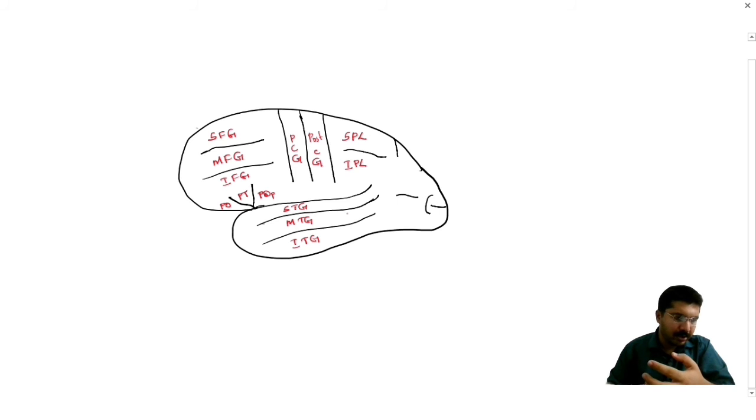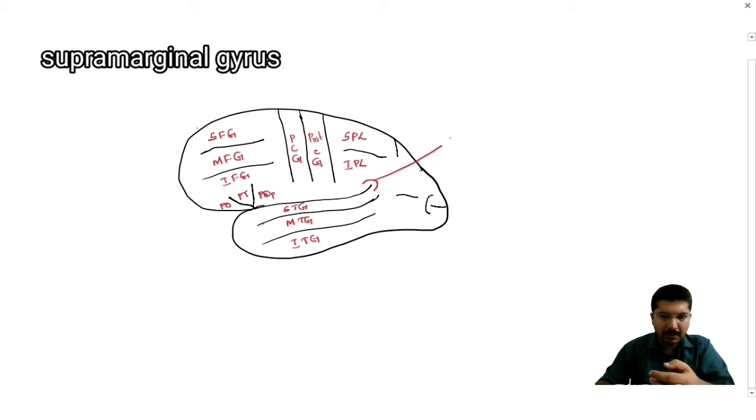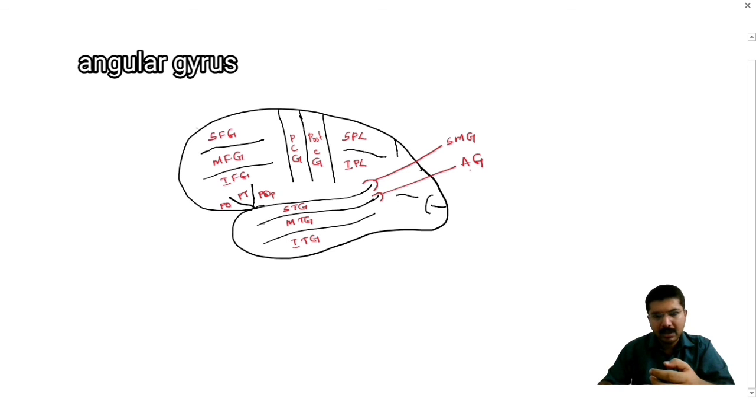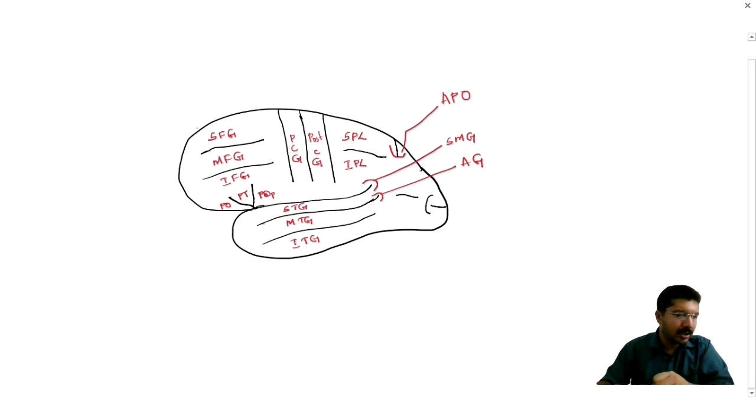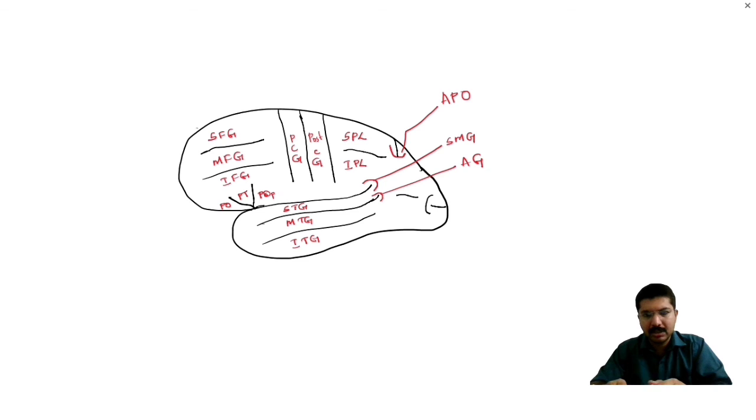Now some other points you have to remember. In relation with the upturned edge of the posterior ramus of the lateral sulcus, that is the supramarginal gyrus. In relation with the upturned edge of the superior temporal sulcus, you have the angular gyrus. Now in relation with the edge of the parieto-occipital sulcus, you have the arcus parieto-occipitalis. These are the main sulci and gyri in relation with the superolateral surface of the brain.